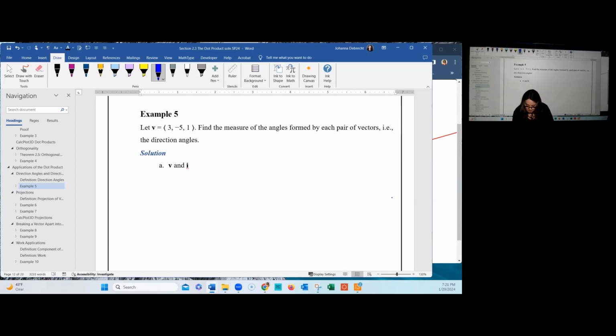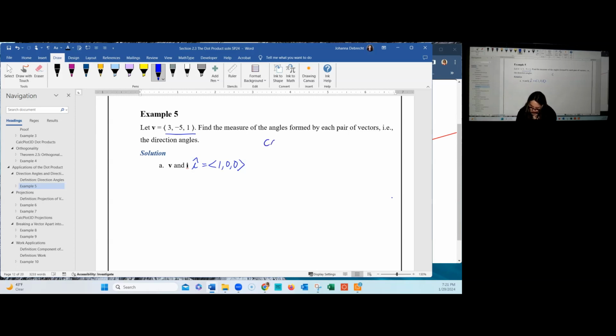So we're going to start here between V and I. So this is really I hat, which of course is 1, 0, 0. All right. Vector V is in 3 dimensions. So I has to be in 3 dimensions as well.